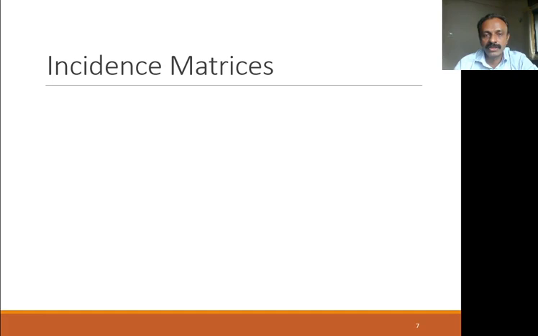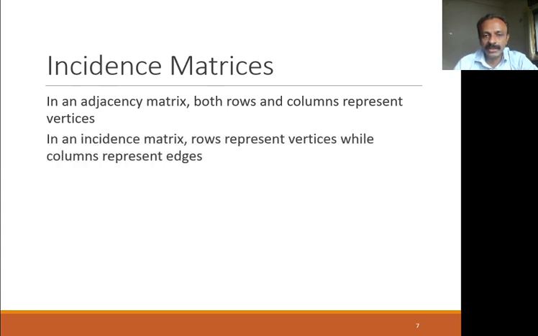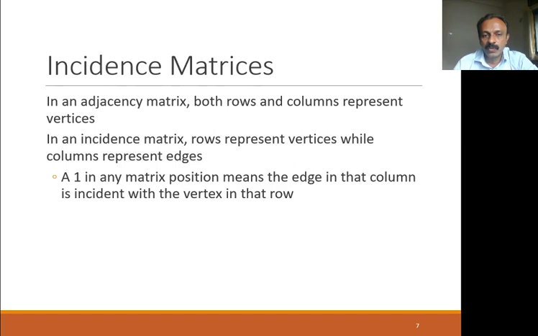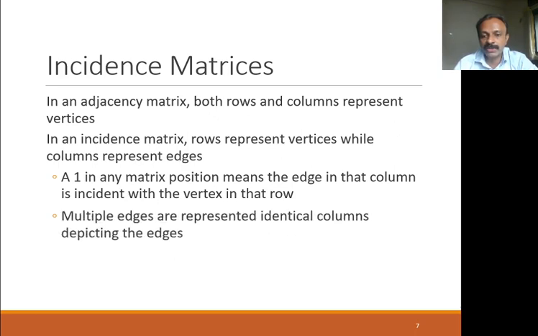What is an incidence matrix? In an incidence matrix, rows represent vertices while columns represent edges. A 1 in any matrix position means the edge in that column is incident with the vertex in that row. So we will take entry 1 if an edge is incident on that vertex. Multiple edges are represented by identical columns depicting the edges.